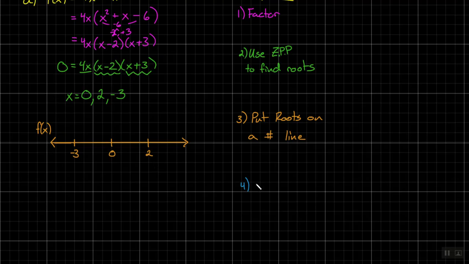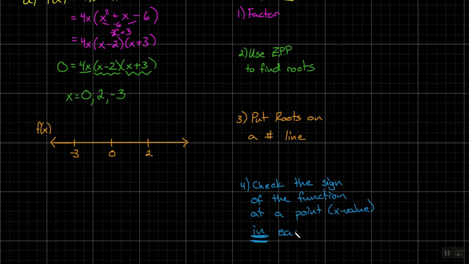Okay, we're going to check a point, and really, we only care about checking the sign of the function at a point, and I'm going to put in parentheses that's specifically the x value, in each, and I'm going to underline that because that's super important, each interval. Now, whether we call them intervals or regions, they're interchangeable. There were 4 regions on this number line. There are 4 distinct intervals that we're checking.